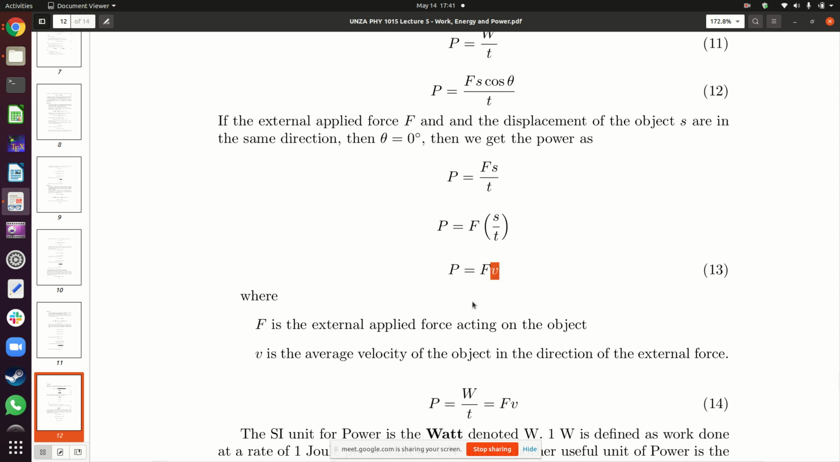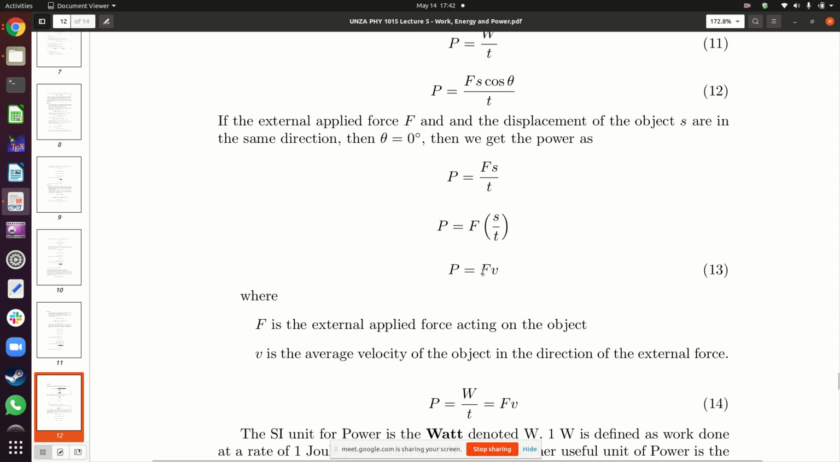So if the force and the displacement are in the same direction, the power can be defined as equal to the force multiplied by the average velocity. They're in the same direction. Of course, if the force is in the opposite direction, like in the case of friction, friction is not going to do positive power. It's going to remove energy. So basically, your power is going to be negative. So we specifically look at the case where the force and the displacement are in the same direction.